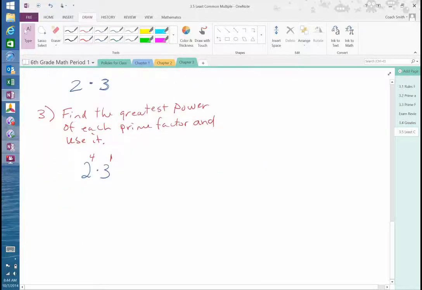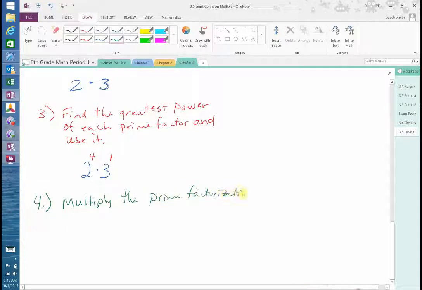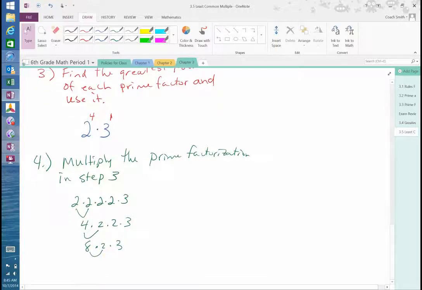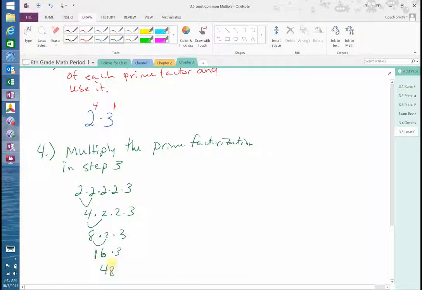Now, once you've done that, step 4 is to multiply the prime factorization in step 3. So I'm going to take that and I'm going to go 2 times 2 times 2 times 2 times 3. 2 times 2 is 4 times 2 times 2 times 3. 4 times 2 is 8 times 2 times 3. 8 times 2, 16 times 3. 16 times 3, 48. So the LCM, just like we proved a while ago by counting, is 48.